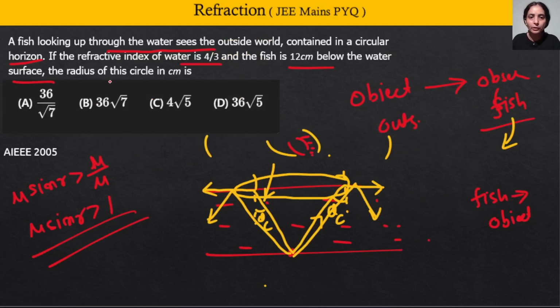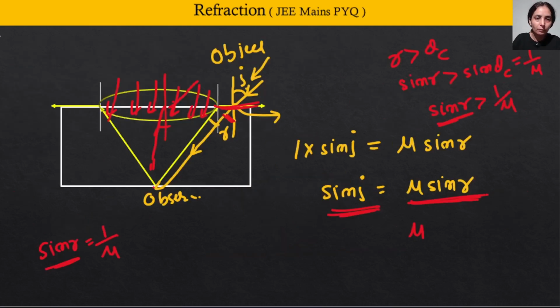So we have to talk about radius of this circle. So radius हम बहुत ही easily निकाल सकते हैं. यहाँ पे radius तुम्हारा क्या होगा? So this angle is what? This angle is your critical angle, right? And this is your what? This is your depth d, which is, I mean, fish is 12 centimeter below. Okay, we have to calculate this r.